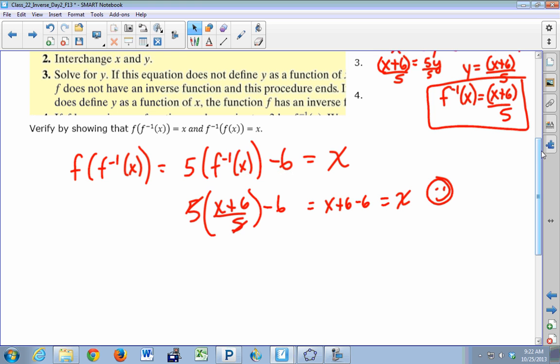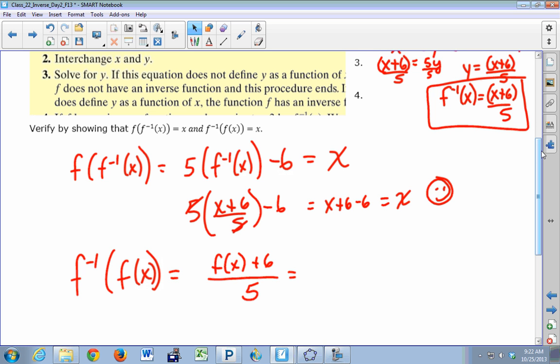Now let's try the second one. Now my inverse function is going to be outside, and my function f is going to be my inside function. So I put f of x every place I see an x in my inverse function. My inverse function says x plus 6, so now it's going to be f of x plus 6, all over 5. And what's f of x? f of x is 5x take away 6.